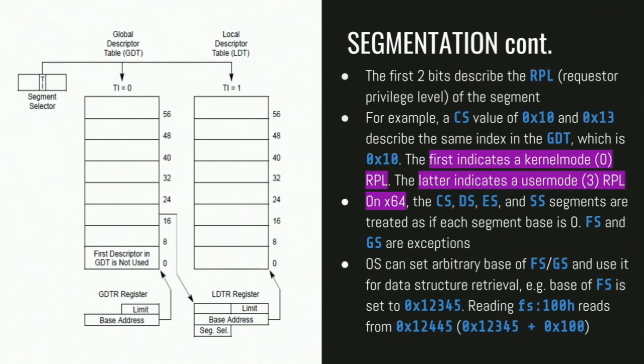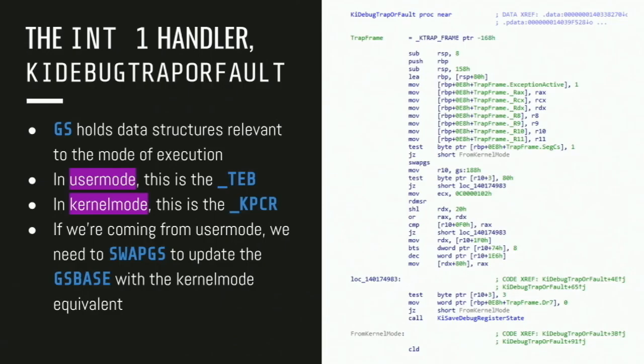And again, as I mentioned earlier, the first 2 bits of the segment selector explain what privilege level you're coming from, so whether you're coming from kernel mode or user mode. As an example, a CS value of hex 10 and hex 13 describe the same index inside of this GDT. One describes a kernel mode segment selector, the other describes a user mode one. So, a very fast overview on segmentation. You don't have to really understand too much of it, just the fact that it exists, and it's based on how the OS handles where execution's coming from when you enter these interrupt handlers.